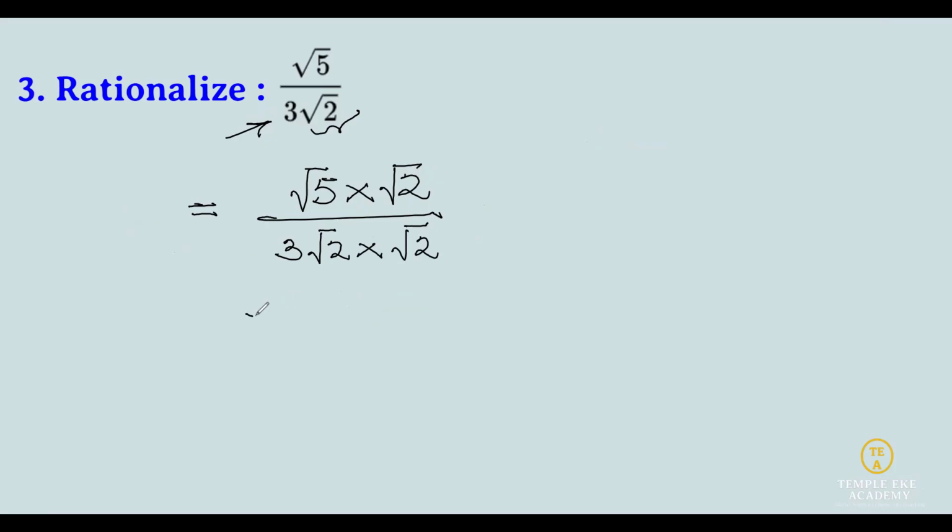And you know the pattern from the previous example. Let's combine this by multiplying. Let's go. Root 5 times root 2, that is root 10.